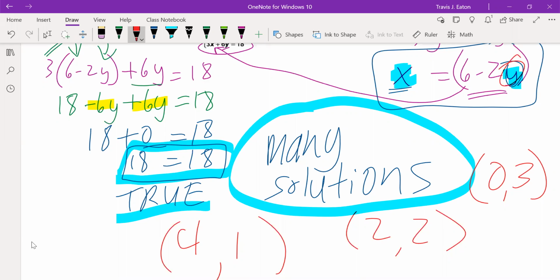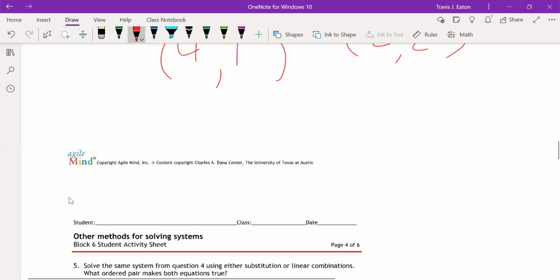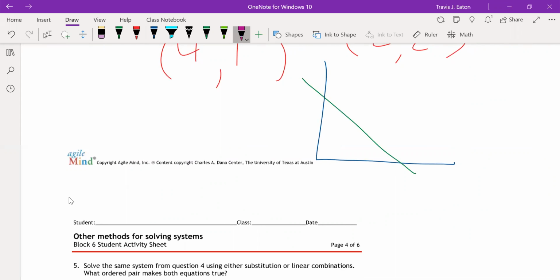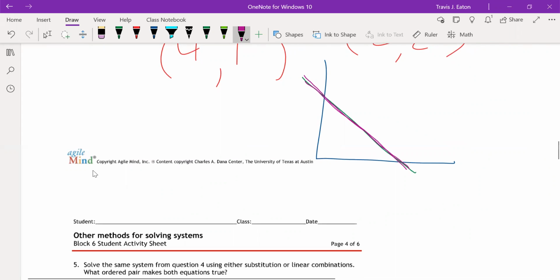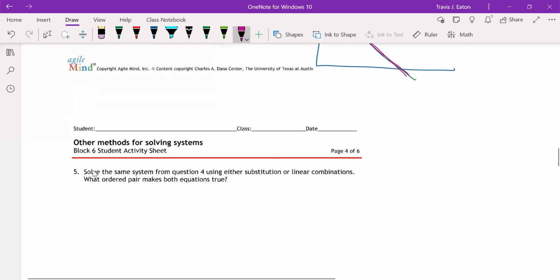Okay. And remember when we graphed this one, basically what we had was one line, and then the other one was just another line right on top of that line. And when that happens, you're saying, oh, it's the exact same line. Every point along that line is a solution. That's why you would have an infinite number of solutions. Okay, so now our review is over from the previous lesson.